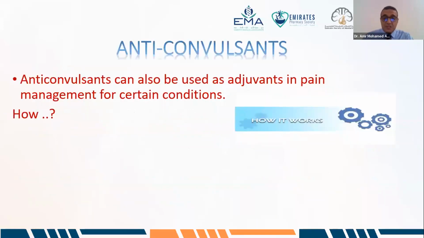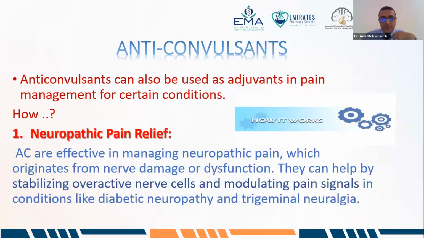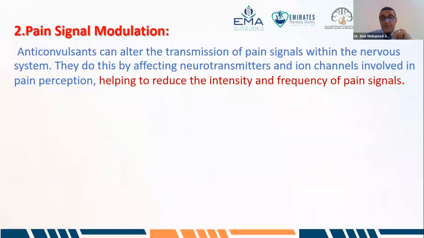The other group is anticonvulsants, which can be used as an adjuvant analgesic. Anticonvulsants can be used as adjuvants in pain management for certain conditions. But how do they work? First, neuropathic pain relief. Anticonvulsants are effective in managing neuropathic pain, which originates from nerve damage or dysfunction. They can help by stabilizing overactive nerve cells and modulating pain signals in conditions such as diabetic neuropathy and trigeminal neuralgia.